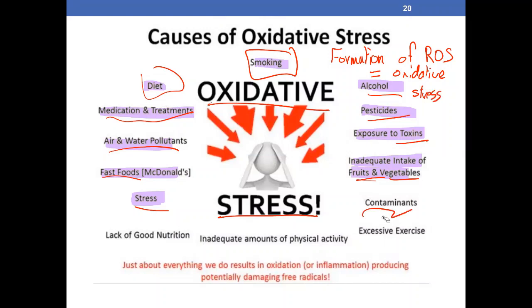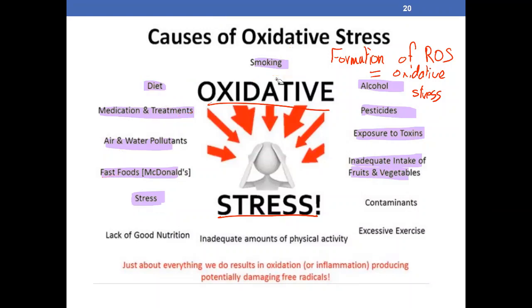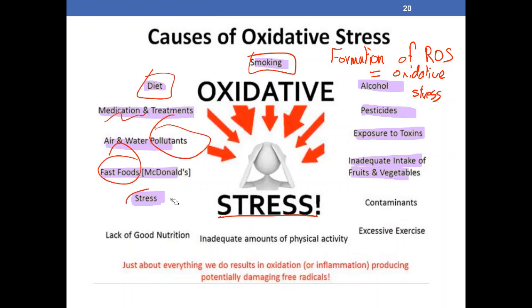So these things that we consider bad for us, just think about it logically. What do you think is bad for you? Smoking, bad diet, side effects of medications, pollution, fast food, stress, all this produces free radicals. This is why they're very important.